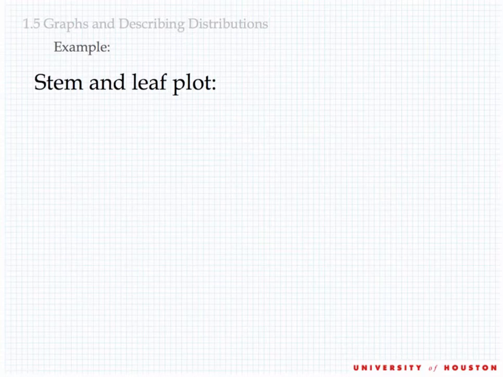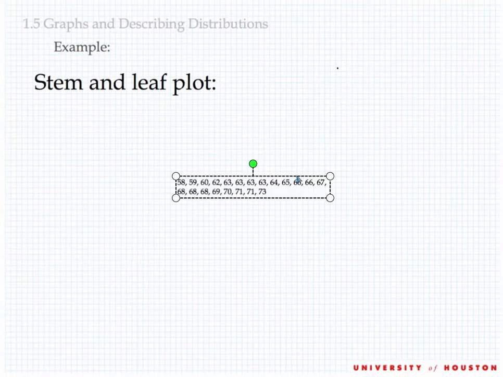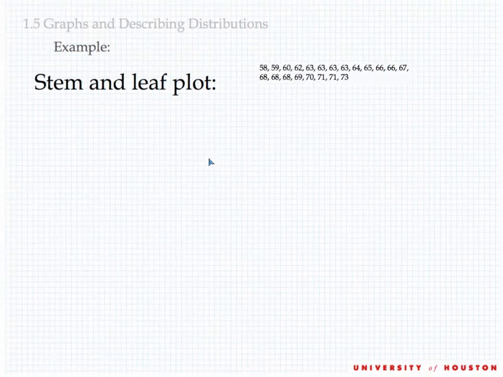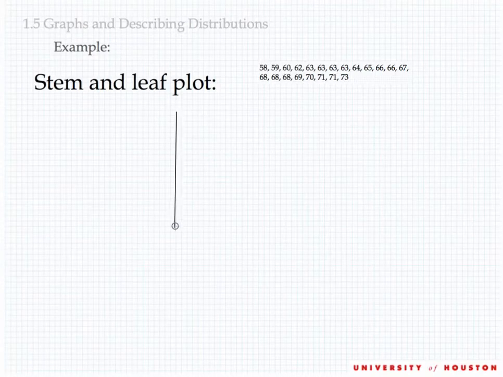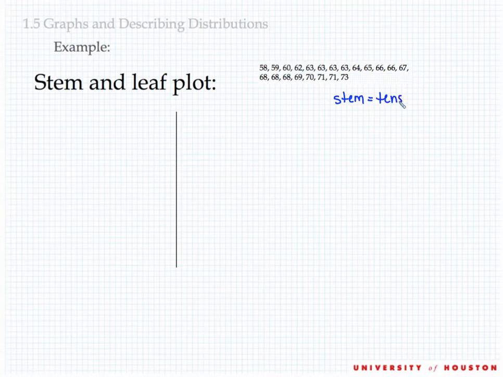Let's create a stem and leaf plot for our data. Here's a copy of the values that we're working with. Now with the stem and leaf plot, we decide on our stems and our leaves. Since all of these are 2-digit values, my stems will be the tens digit, and the leaves will be the ones digit for each number.